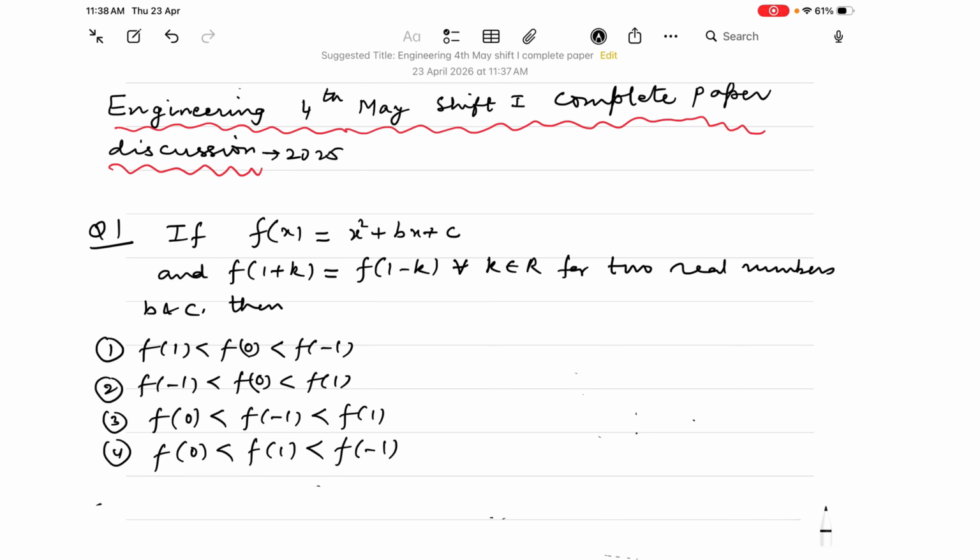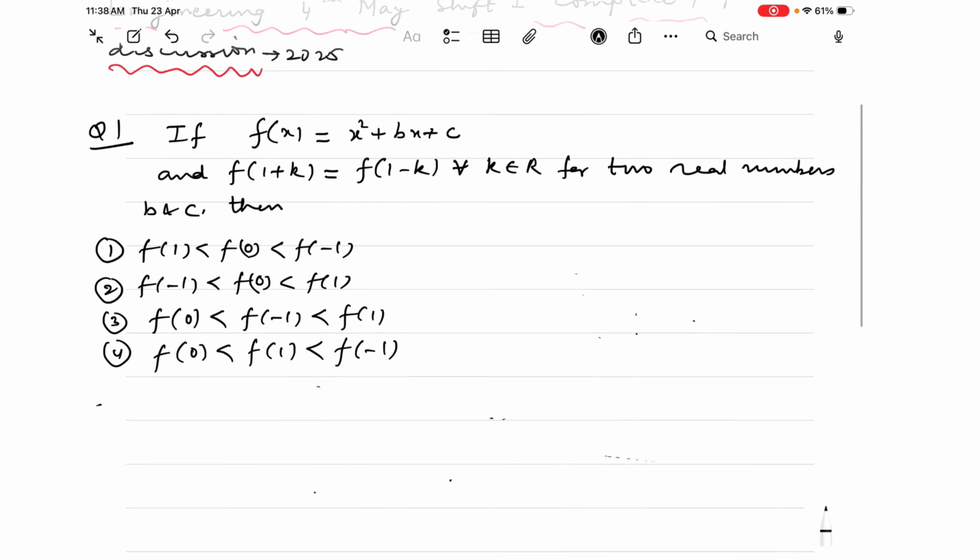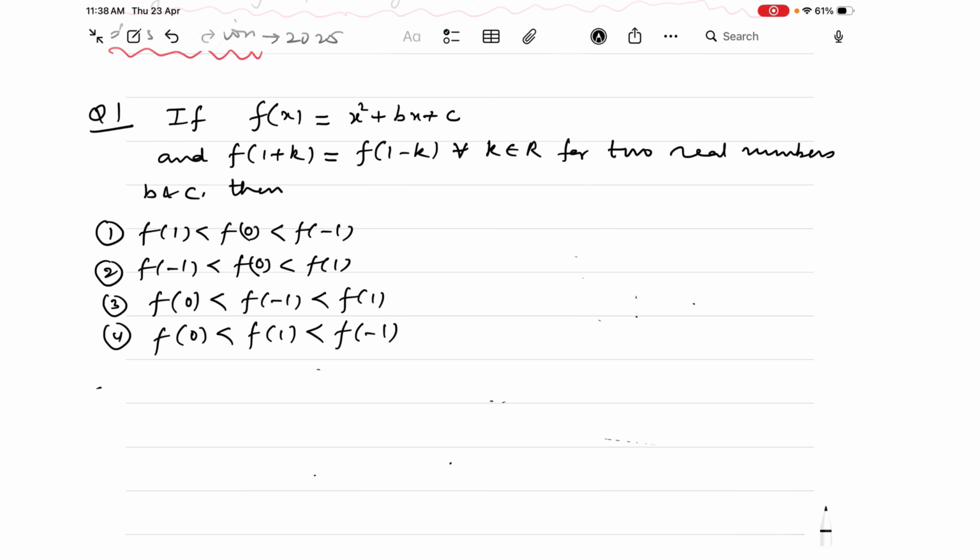Now the first question given that day was, if f(x) is equal to x square plus bx plus c, and if f of 1 plus k is equal to f of 1 minus k for k belonging to R, for two real numbers b and c, then what is the relation between f of 1, f of 0 and f of minus 1? Now these are the four options.